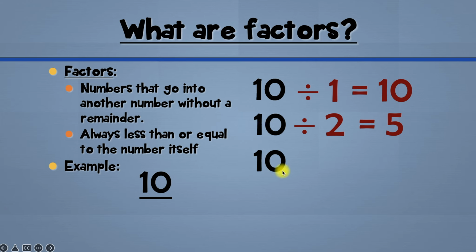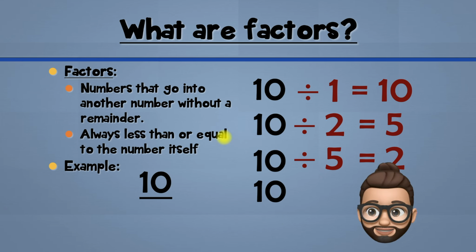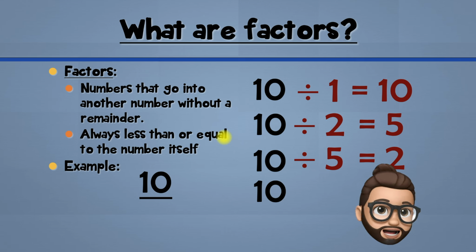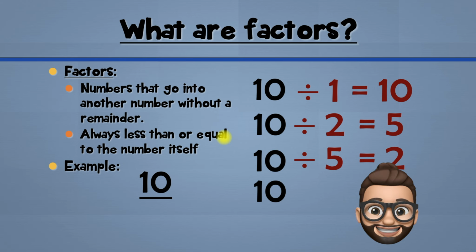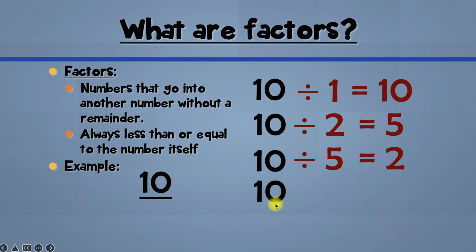Let's try again. What other number can divide 10 evenly? Well, let's go up from 2. 3 can't go into 10 evenly. 4 can't go into 10 evenly. Oh, but 5 can, and we'll say 10 divided by 5 equals 2. Since 10 divided by 5 equals 2, it goes into 10 evenly without a remainder. Now what else can divide 10? 6 can't, 7 can't, 8 can't, 9 can't, but 10 can. So we'll write 10 divided by 10 equals 1.